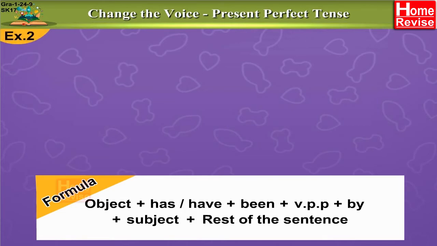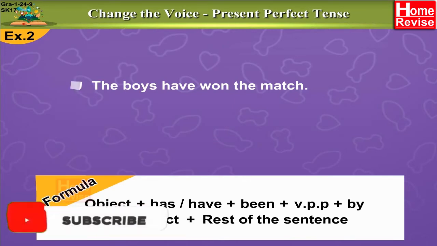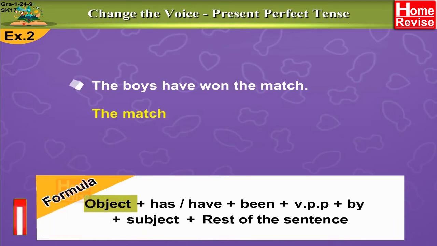Let's take few more examples to understand it better. The boys have won the match. Well, to begin with, identify the object. How to identify? By asking a question with what? What have the boys won? The match. So your passive voice will begin with the match. As per the formula, the object is to be followed by has plus perfect tense been plus the past participle of the verb in the sentence.